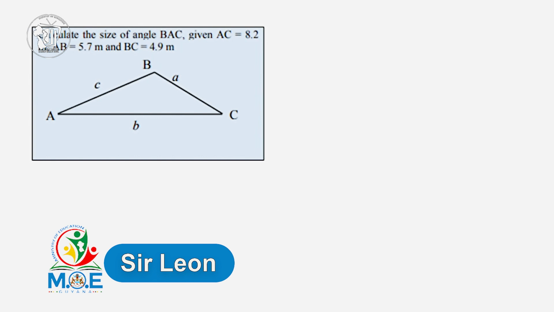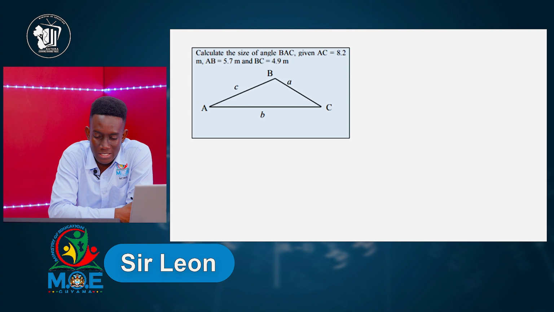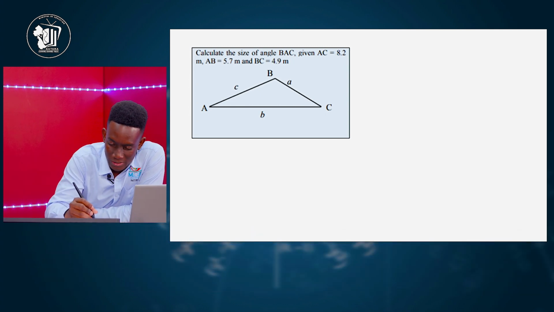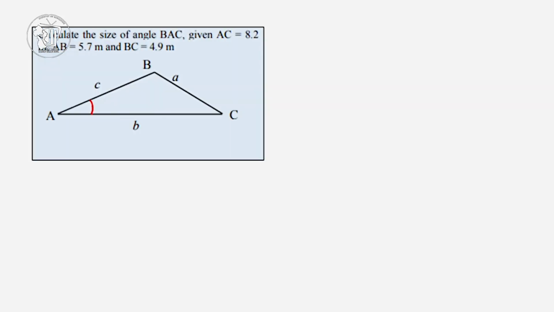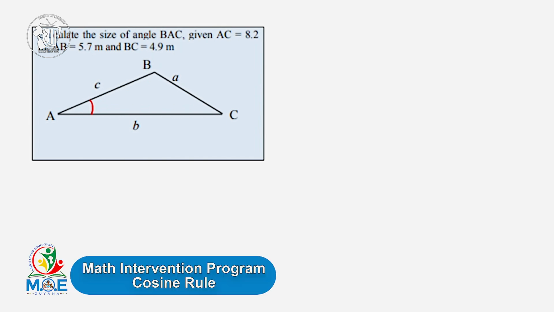So let's look at another example. Calculate the size of angle BAC given AC is equal to 8.2, AB is equal to 5.7, BC is equal to 4.9 meters. So you want to find the size of angle BAC. So BAC would be this angle here, which is angle A. So let's put in the values that we know. So they said that AC, which would be here, is equal to 8.2, and AB is equal to 5.7, and BC is equal to 4.9 meters.